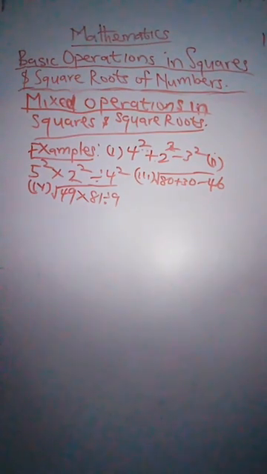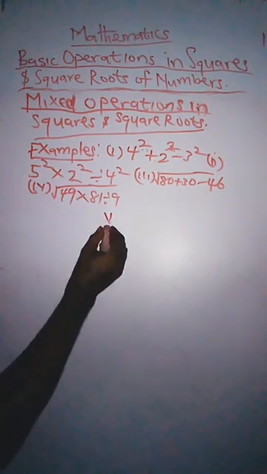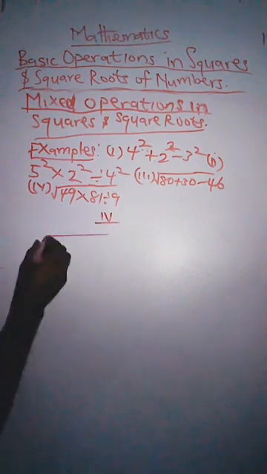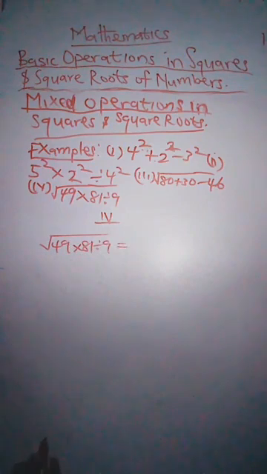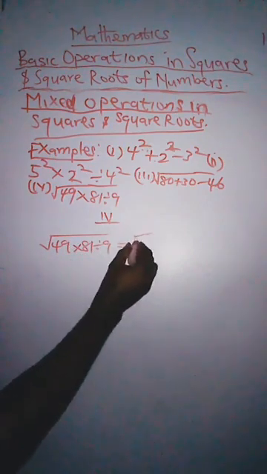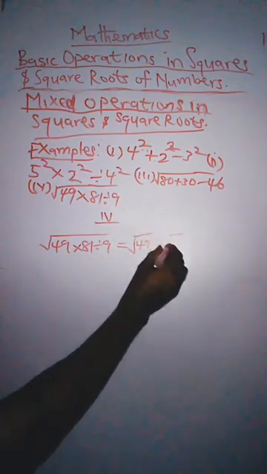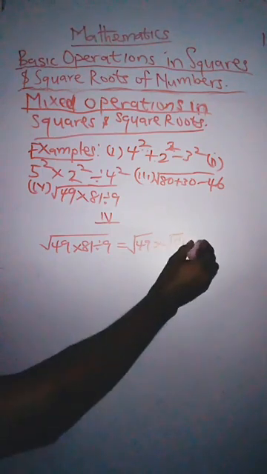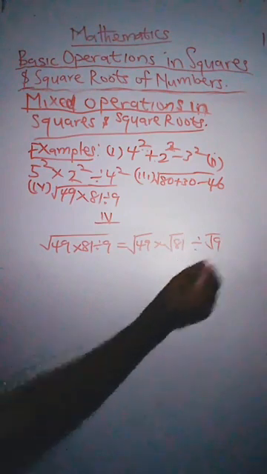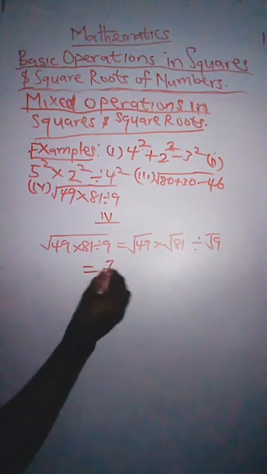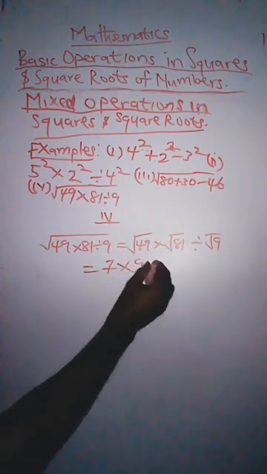Now let us look at the last question, which is square root of 49 times 81 divided by 9. Since you have multiplication and division, you can split to make it faster. So we have square root of 49 times square root of 81 divided by square root of 9. And square root of 49 is 7. Square root of 81 is 9. Square root of 9 is 3.